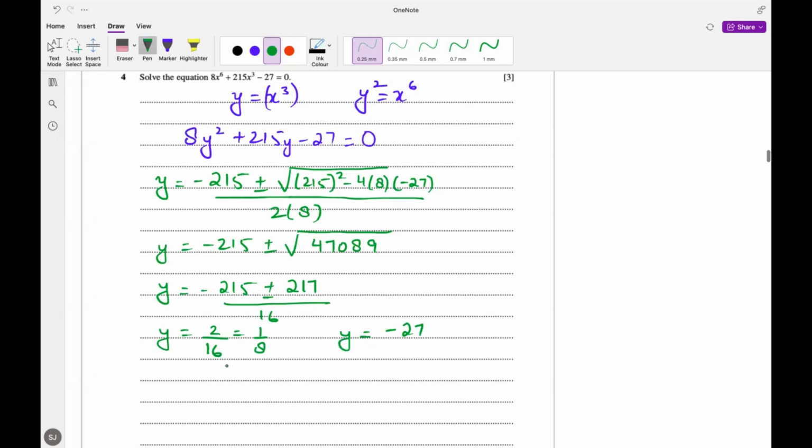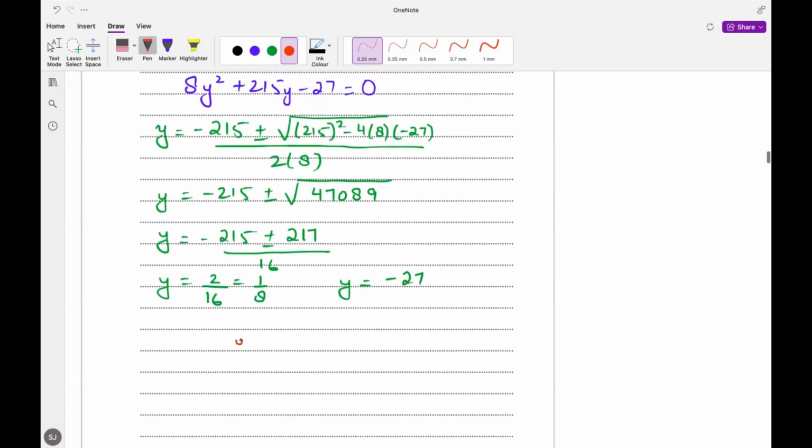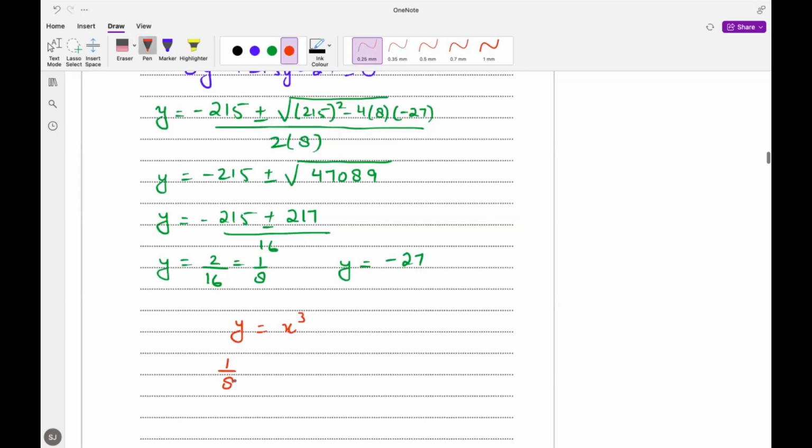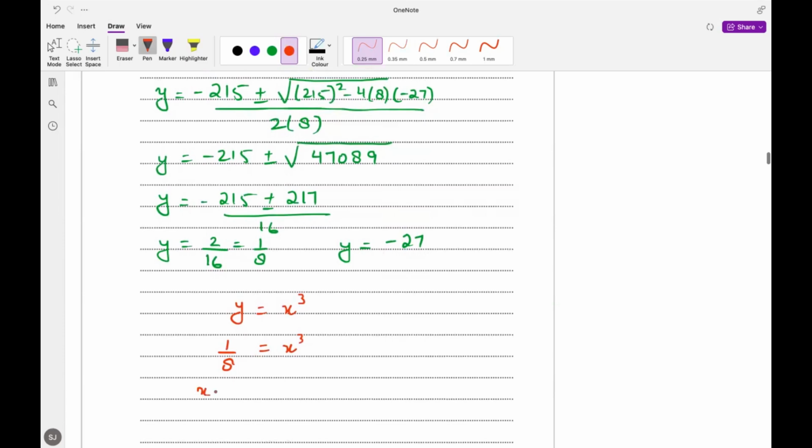Now we had the substitution y is equal to x cube. So in place of y, if we substitute 1 upon 8 is equal to x cube, the value of x will be 1 upon 2. And in place of y, if we substitute minus 27, so this will be minus 27 is equal to x cube. Taking the cube root on both the sides, we'll get x is equal to minus 3. So the two values of x will be minus 3 and 1 upon 2.